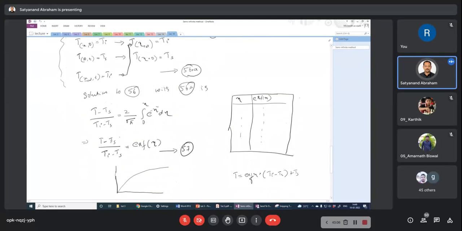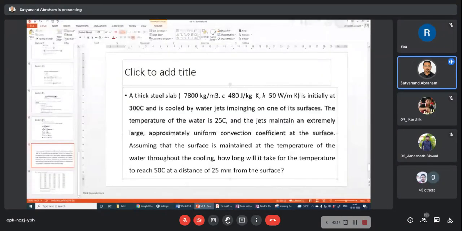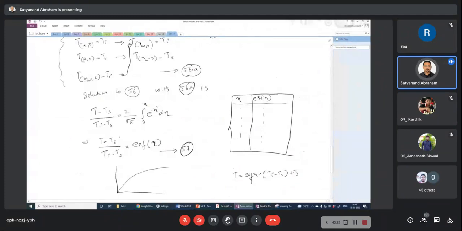So (T minus T infinity) divided by (Ti minus T infinity), how much is that? Can anyone calculate that for me? (T minus Ts) divided by (Ti minus Ts). Can anyone calculate it for me? Is it clear?